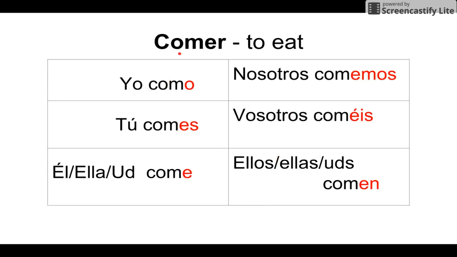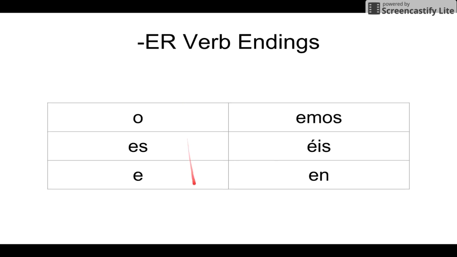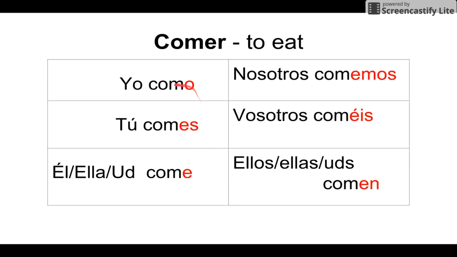If I don't want to say to eat, but I eat, I start with comer, I chop off that ER, and then I add the appropriate endings onto the verb stem. So I eat would be yo como. You eat, tú comes. He eats, él come. Nosotros comemos, we eat. Vosotros coméis, y'all eat. Ellas, ellos, ustedes comen, they eat, or you all eat.